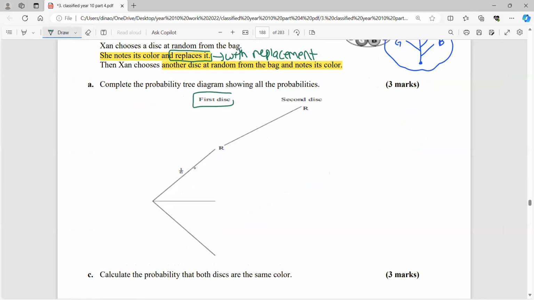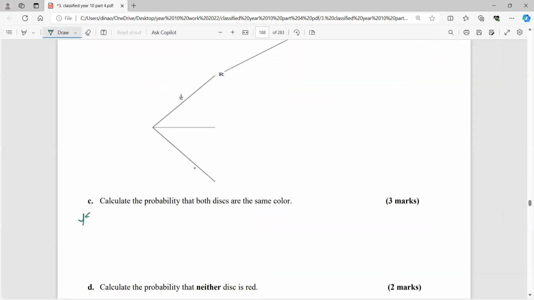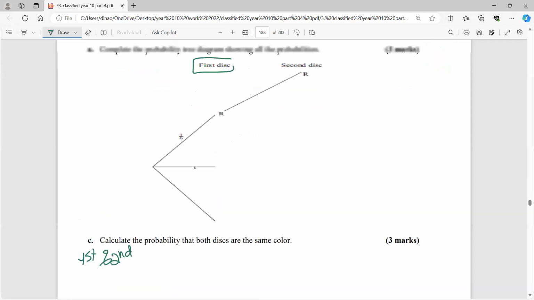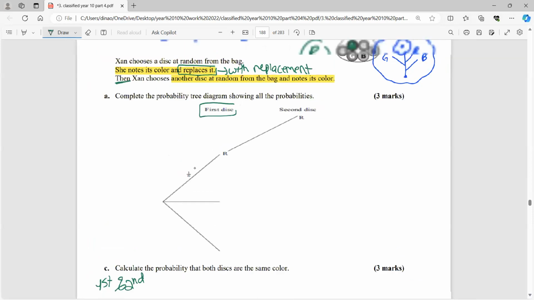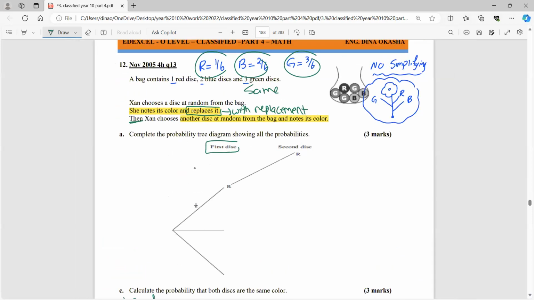Again, she chooses, then she chooses. So automatically we have first and second. The first choice could be red, blue, or green. And the numbers, as we said, are blue 2 over 6 and green 3 over 6. So how do we continue? From here we make a tree, and from here a tree, and from here a tree.